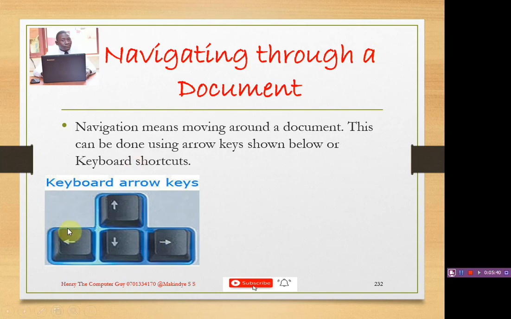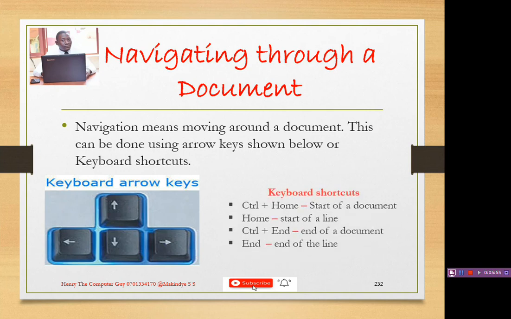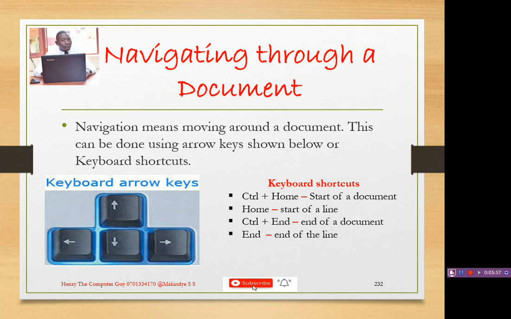This one takes us up, this one takes us down, this one takes us to the left, and this one takes us to the right. So you can use those arrows to move through your document, or you can use the keyboard shortcuts. For example, if I press Ctrl plus Home, when I've been, let's say, at the end of the document, it will take me to the start of my document. If I press Home alone, when I've been at the end of a line, it will take me to the start of the line.